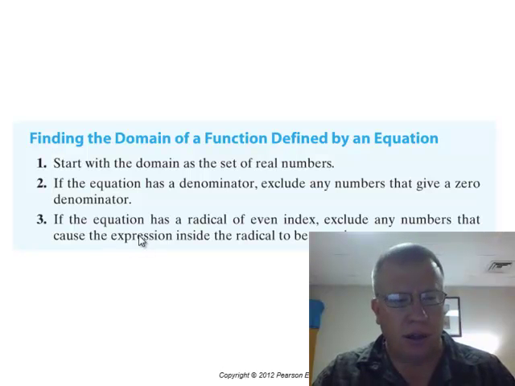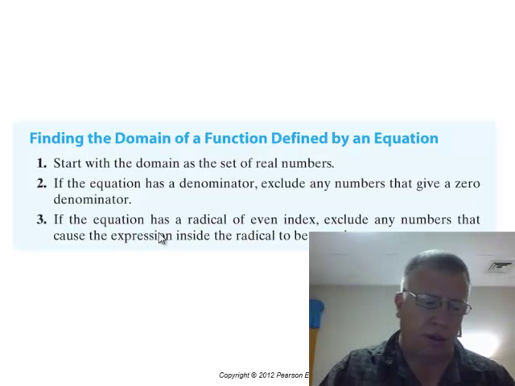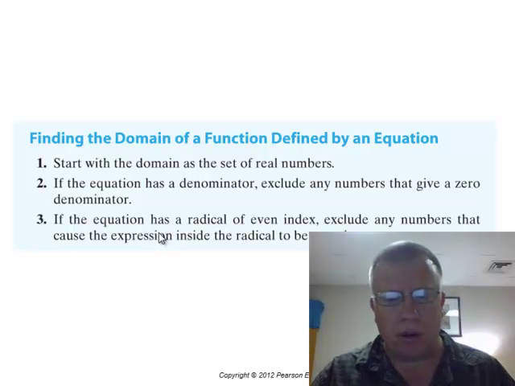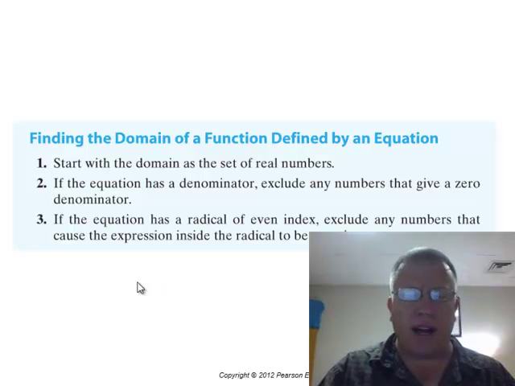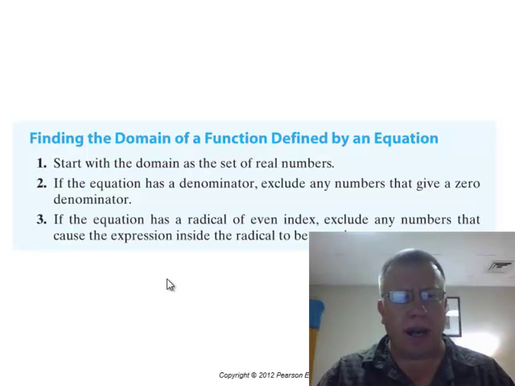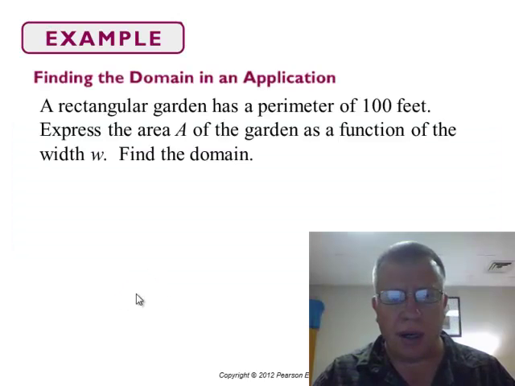Now, if you have cube roots, fifth roots, seventh roots, radicals with odd indices, then that's not an issue. You only have the issue when you have even indices. So in those cases, you have to exclude the values of x which would make the radicand negative.